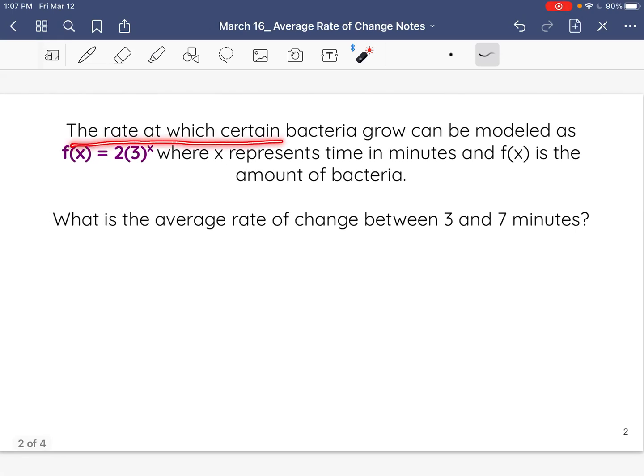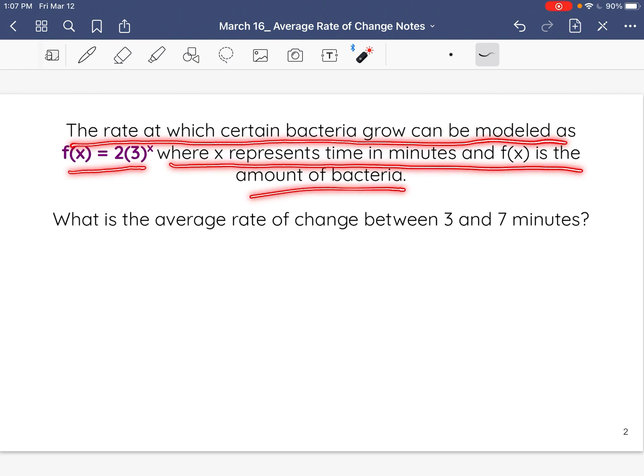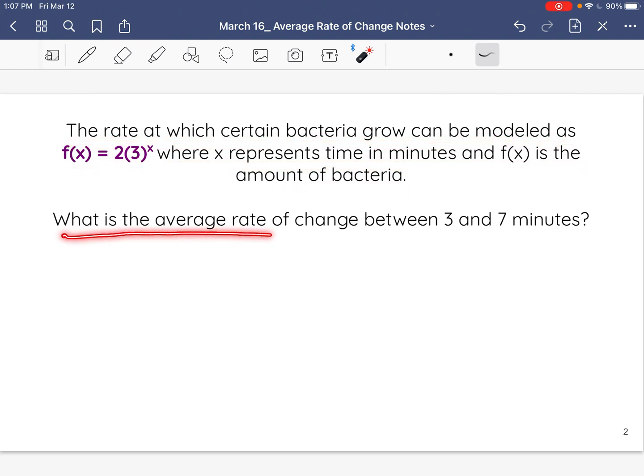The rate at which certain bacteria grow can be modeled as f of x equals 2 times 3 to the x, where x represents time in minutes and f of x is the amount of bacteria. We want to know what is the average rate of change between 3 and 7 minutes. Now, when we see that between 3 and 7 minutes, that means the interval from 3 to 7.